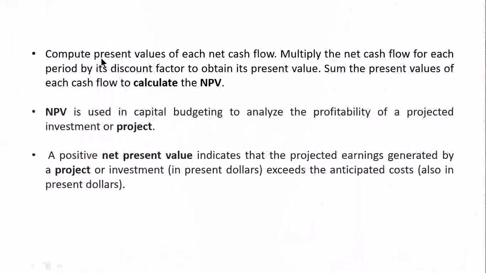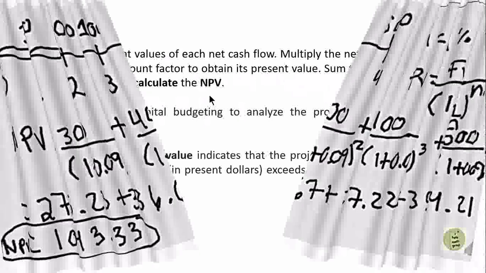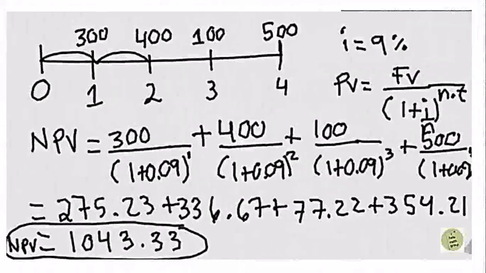Compute the present values of the net cash flows. Multiply the net cash flows for each period by its discount factor to obtain its present value. Sum the present values of each cash flow to calculate the NPV. That's what we have seen here. For each amount we do the PV, and eventually we have the sum of all these PVs to get the net present value.